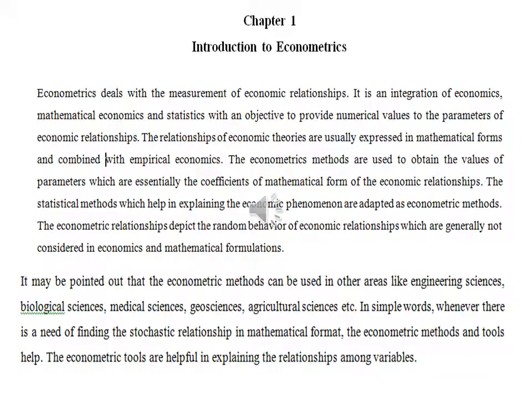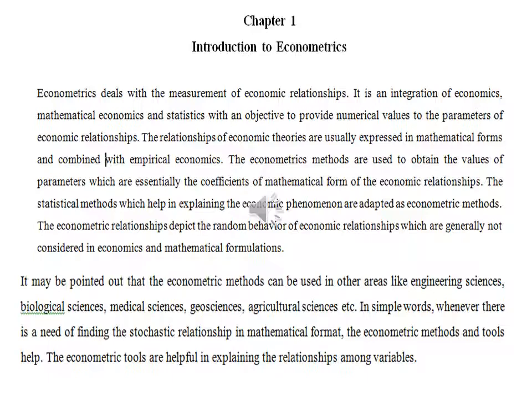This is chapter 1, the first chapter in our course. Introduction to econometrics. A brief introduction, a brief explanation about econometrics. Econometrics deals with the measurement of economic relationships. There are many economics aspects, many economics fields. What is the relation between economics?